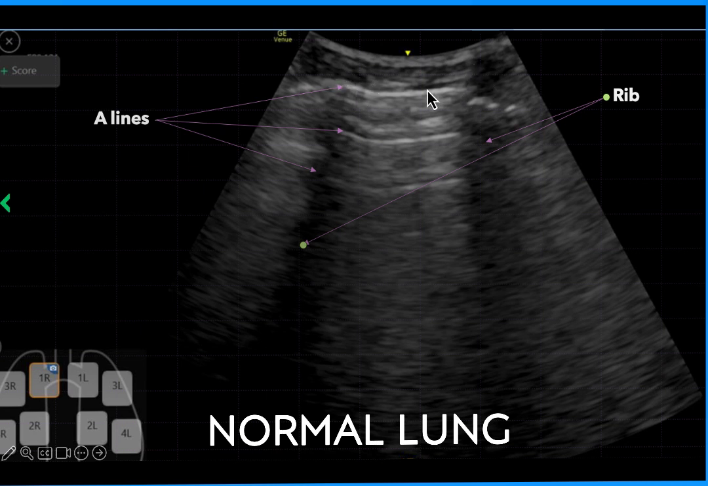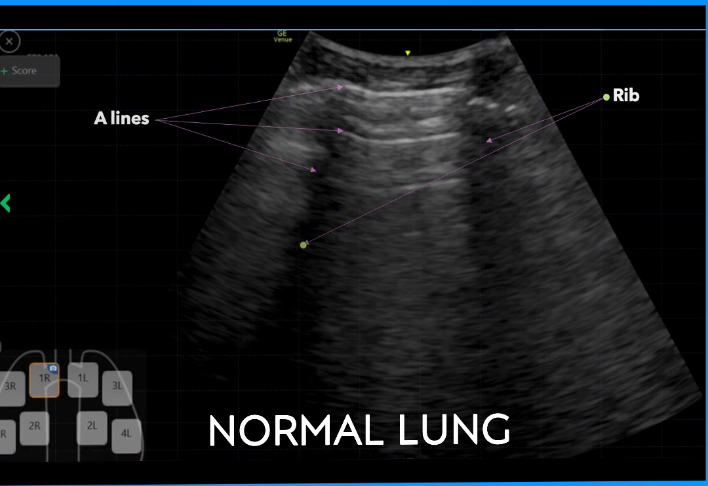And in normal lungs, you should see almost equidistant to the pleura between the ultrasound probe and the pleura. You're going to see the same distance, another white line, and equidistant, you'll see another white line. These are called A lines. These are reverberation artifacts that are created by the lung ultrasound on the pleura.